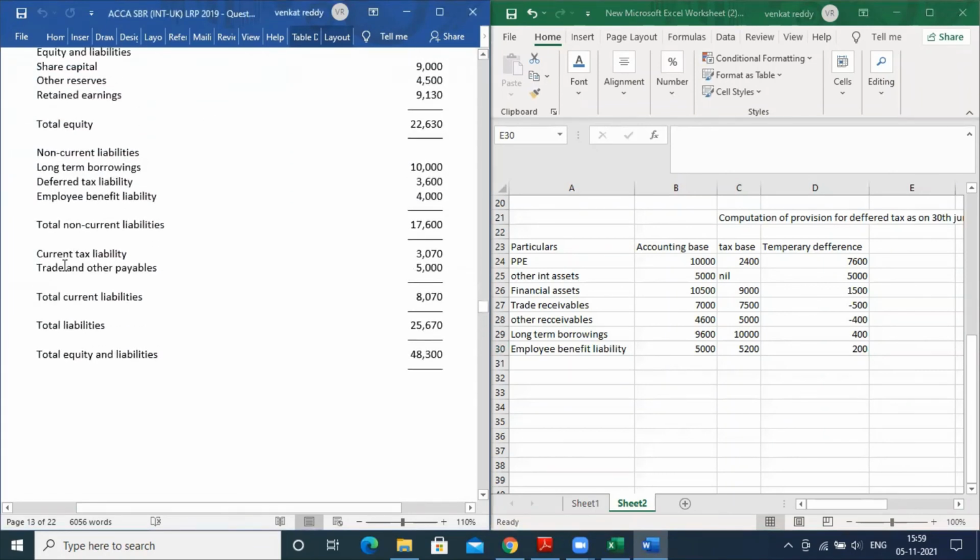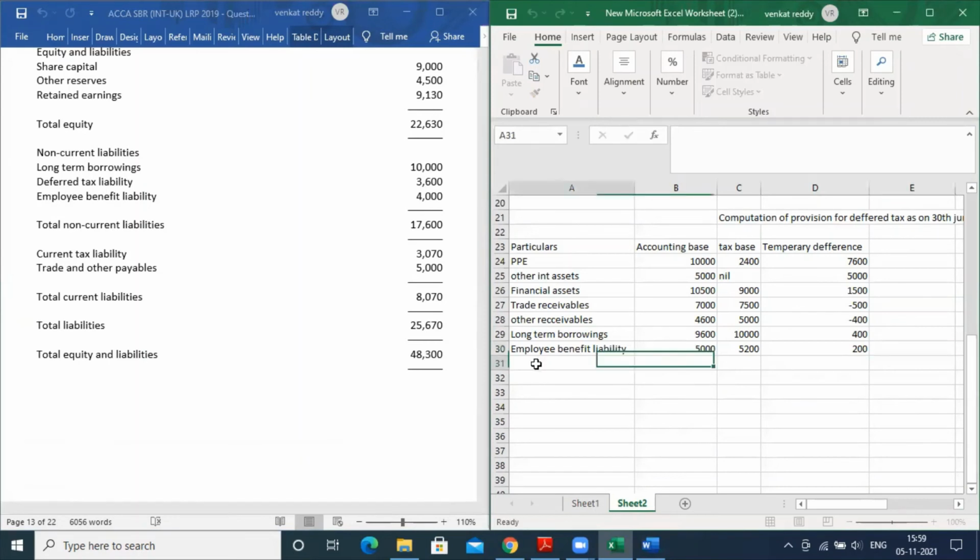Then current liabilities. The first one, current tax liability, is 3,070. Here there is no change in the current tax liability. Current tax liability as per accounting base is 3,070 and as per tax base also 3,070. So there is no effect on the temporary difference. And next one is trade and other payables.